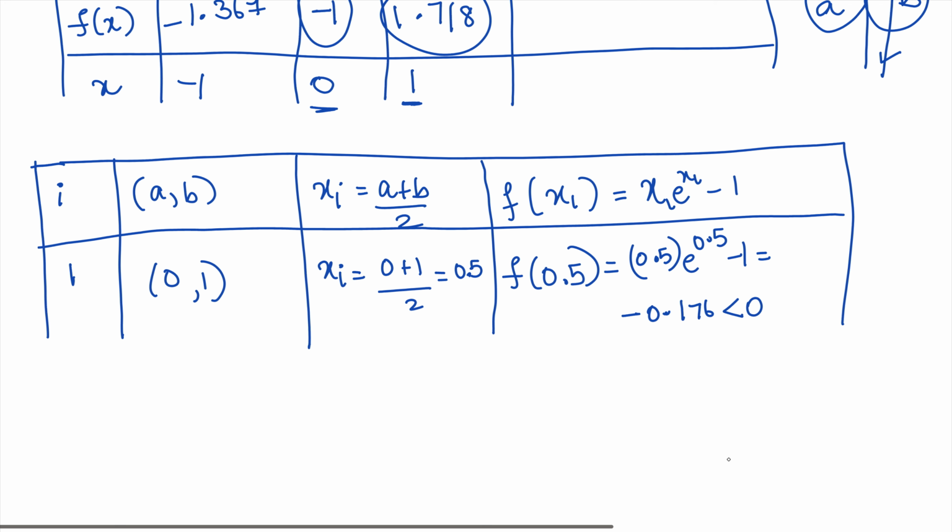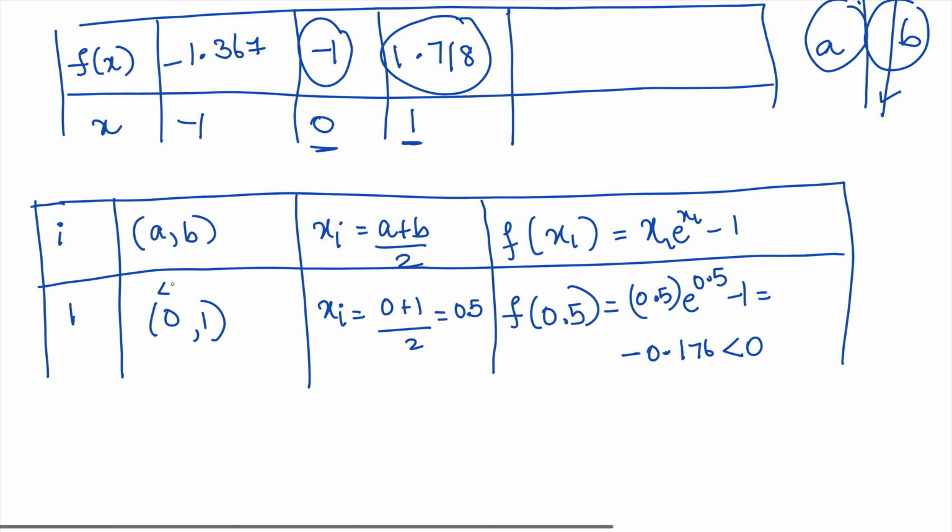Now f of 0 is giving us less than 0, and f of 1 is giving us greater than 0, right? So the root will be in this interval. Now the middle value is 0.5. What is it doing? It is also giving less than 0. So now we don't consider this interval. We take the less than 0 and greater than 0 ends.